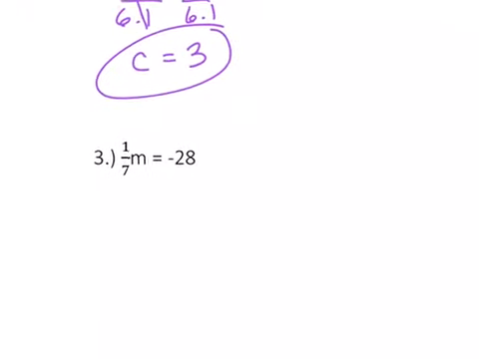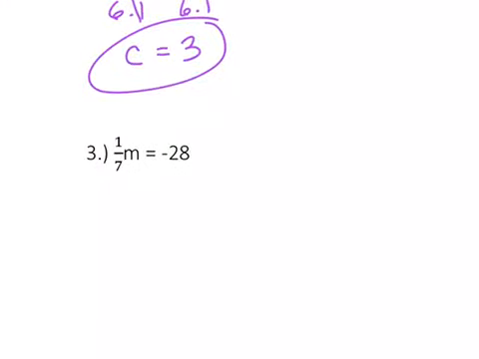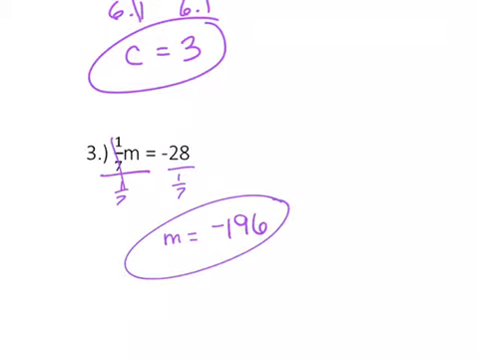Here's one with the fraction in front. We have 1/7 times m is equal to negative 28. Because it's multiplication, we use division. Divide by 1/7. M is equal to, I think it's negative 196. You guys can check me on that one.